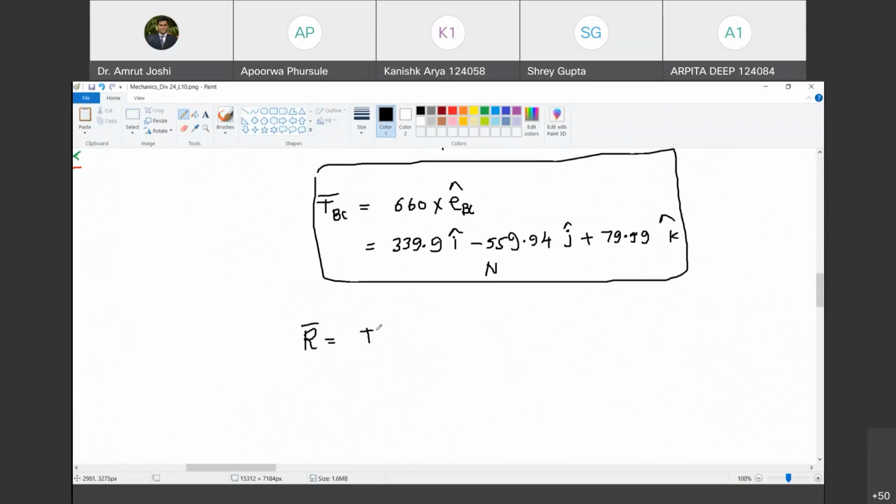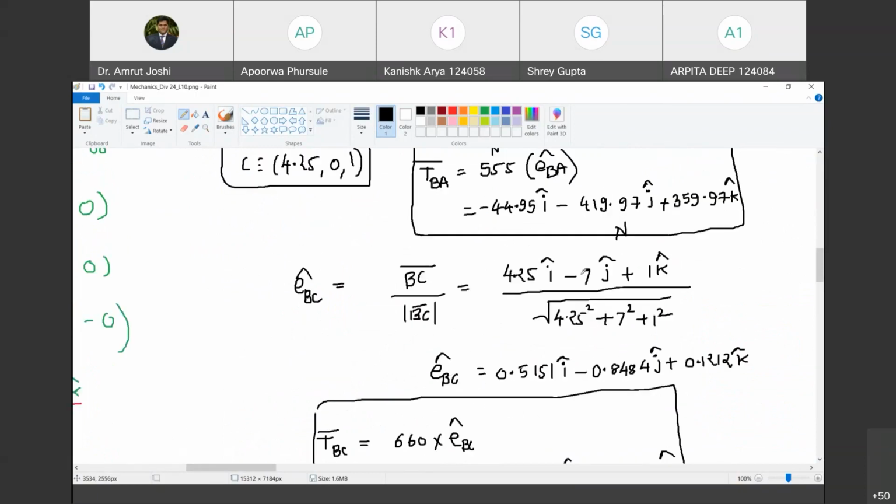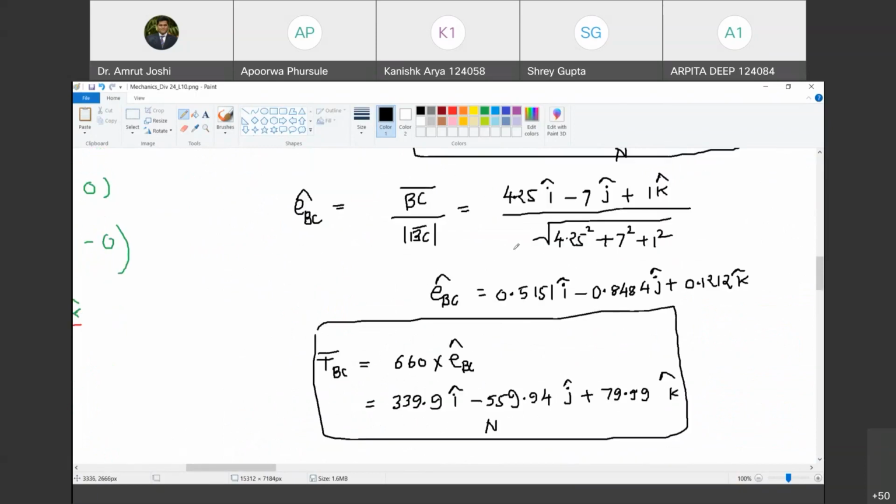I am going to call it R bar. This will be equal to TBA bar plus TBC bar. Do you agree with me? Yes, sir. And now you need not apply any parallelogram law or vector law, triangle law, nothing. You have to simply add the coefficients of I cap, J cap, and K cap. Are you with me? Yes, sir.